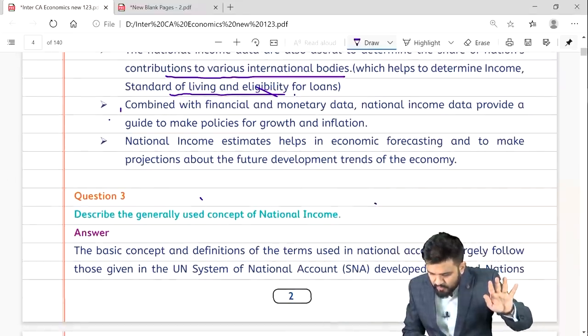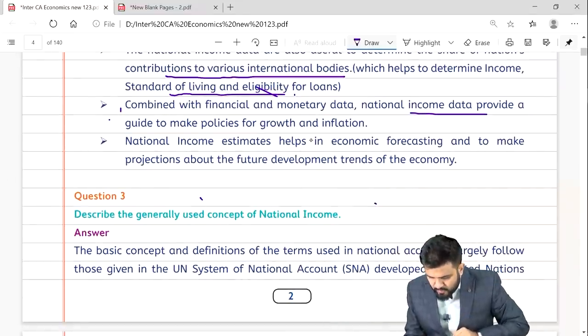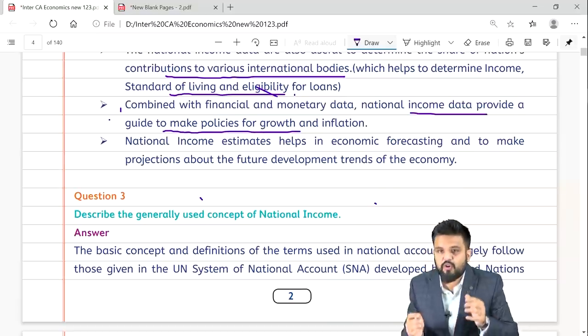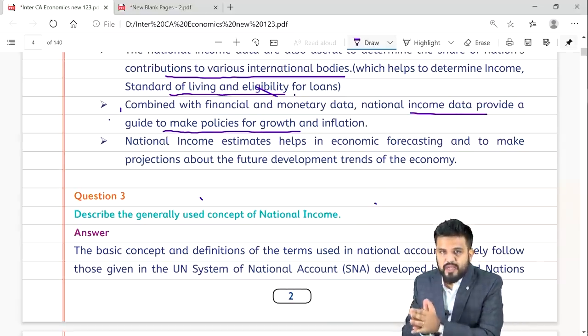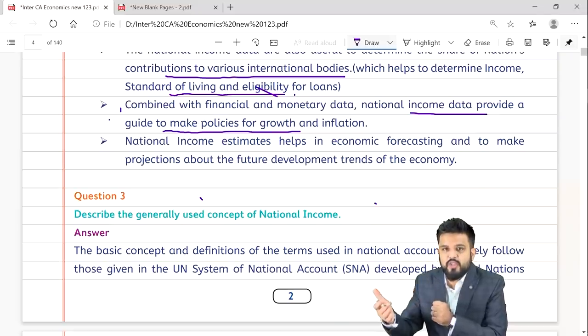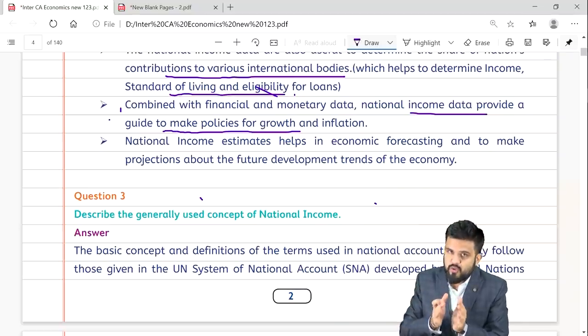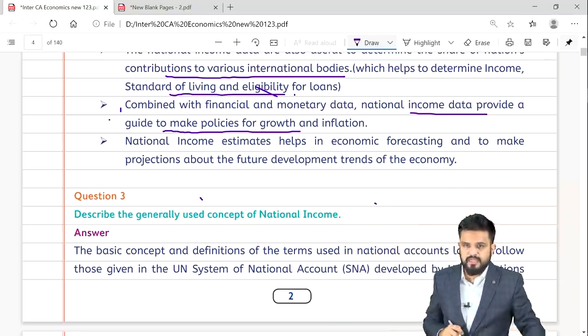Combined with financial and monetary data, national income data provides guide to make policies for growth and inflation. So national income helps in understanding what is the percentage growth, in which direction inflation is going, when to control, how much to control. That helps us in deciding that.